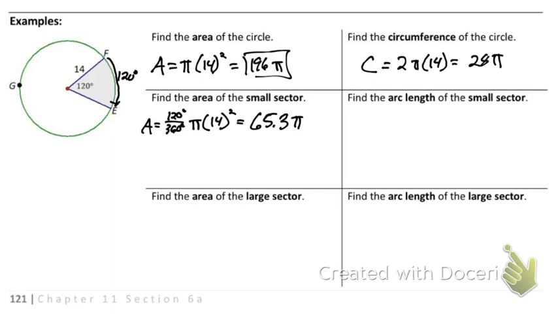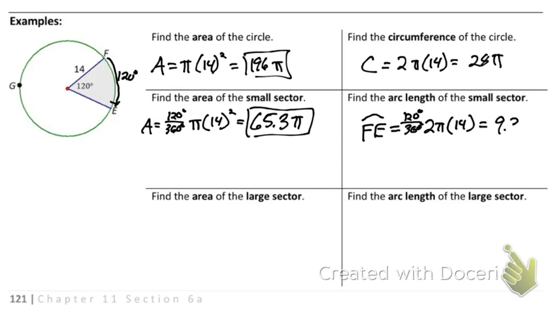What's the next one, EJ? It's 9.3 pi. This one's 9.3 pi. Let's check it. So the arc of FE is going to still equal that 2 pi r. But this time we're dealing with 120 degrees out of the 360. And you said it's 9.3 pi? Do we agree? That's kind of what I remember.